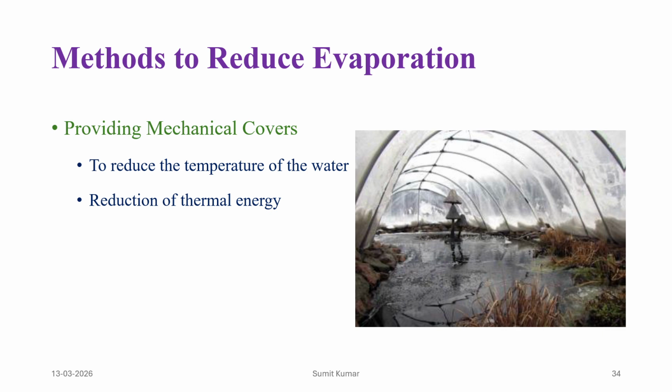Providing mechanical covers is one of the most effective physical ways to reduce evaporation. Placing a cover blocks direct sunlight, which significantly reduces the water surface temperature. Lower temperature means lower saturated vapor pressure at the surface, so less driving force for evaporation. The mechanical cover over the water body cuts off wind movement directly over the water, which again reduces the evaporation.